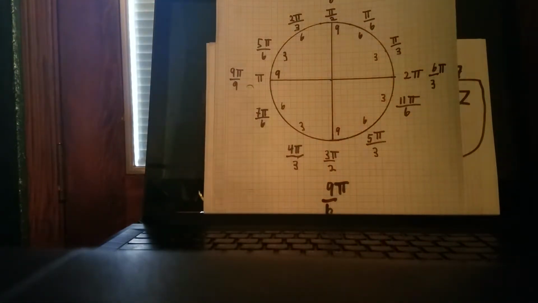5 pi over 6, 6 times 5 is 30, which is a 3. Pi, which could be understood to be 1 pi, but it's also 9 over 9 pi, which is 9 times 9 is 81, and that brings it to a 9. Then underneath that we go to 7 pi over 6, 7 times 6 is 42, which is a 6. We come to 4 pi over 3, 3 times 4 is 12, which is a 3.